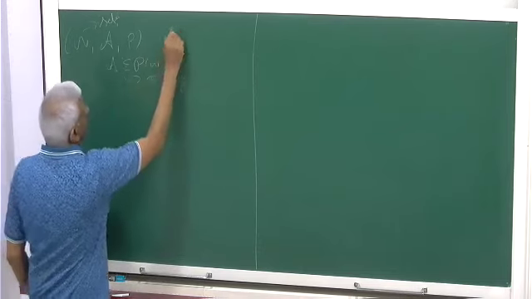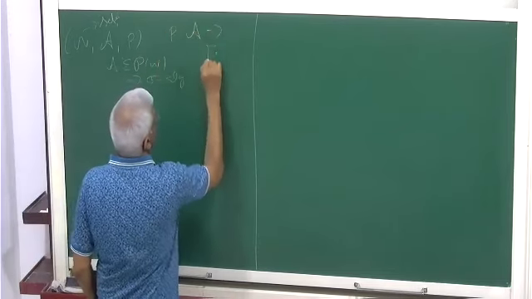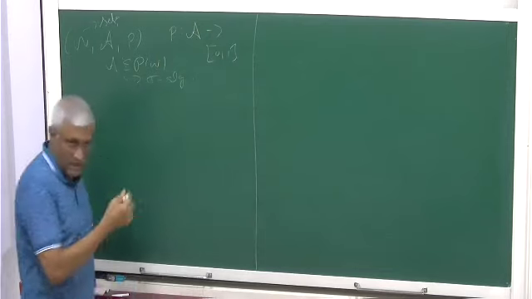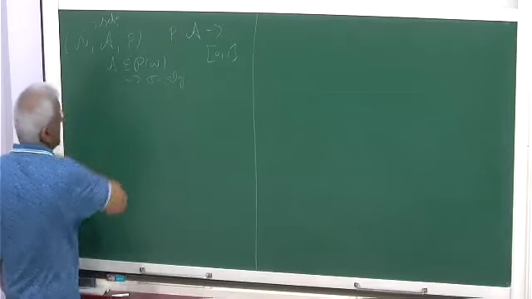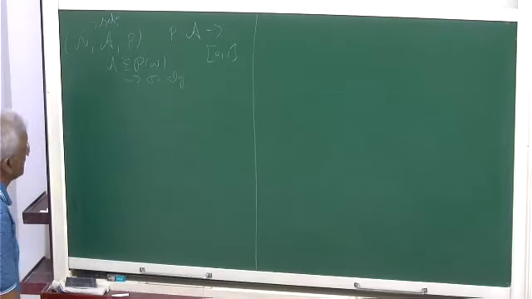And P is just a function from A to [0, 1] which is countably additive. It's additive over a countable collection of disjoint sets. And the probability of the whole set omega is 1, the empty set is 0, and all that. Okay.